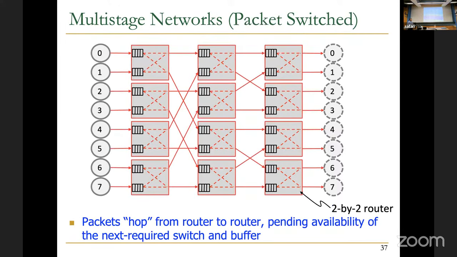Those buffers are needed because you're going node by node, switch by switch, hop by hop, right? And your next hop might not be available, so you need to wait somewhere. That buffer essentially makes it possible for the packet to wait there. Any questions?